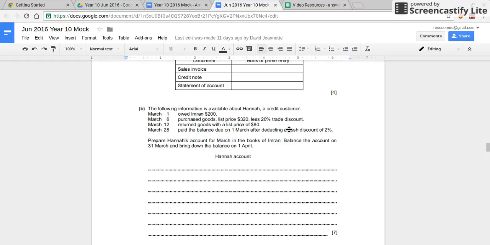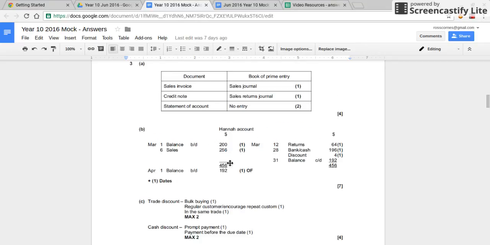Okay, for this question here, we've got trade discounts involved. Because you've got trade discounts affecting purchases, it will also affect the returned goods. So just have a quick look at the answer. You've got balance brought forward of 200 on the debit side because Hannah owes the money to Imran.